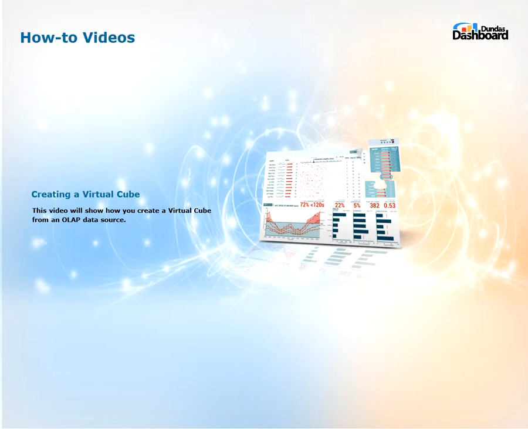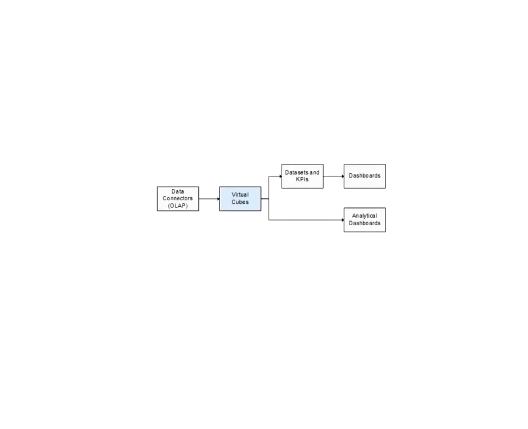This video will show you how you can create a virtual cube from an OLAP data source, which you will need in order to create performance dashboards or analytical dashboards using your OLAP data. A virtual cube represents a subset of a physical cube from an OLAP data source, such as Microsoft SQL Server Analysis Services. You define a virtual cube by selecting the elements from the source cube that you're interested in and building analytical reports based on those elements. Once you have the virtual cube, you can create an OLAP-based KPI or a dataset to use in your performance dashboard, or go straight into designing analytical dashboards.